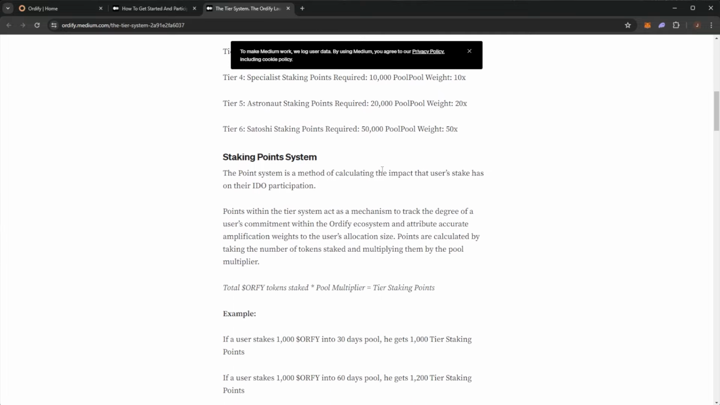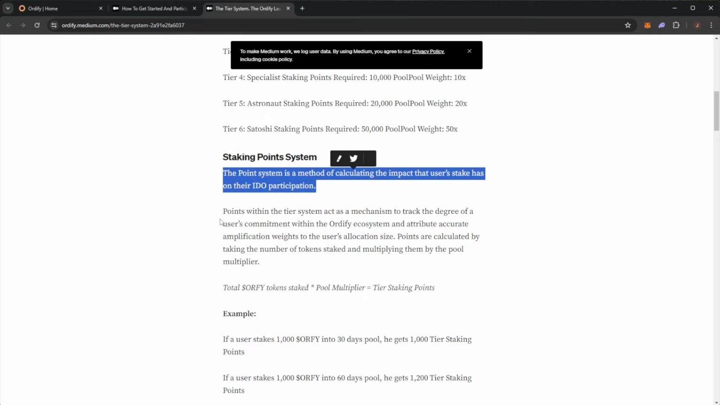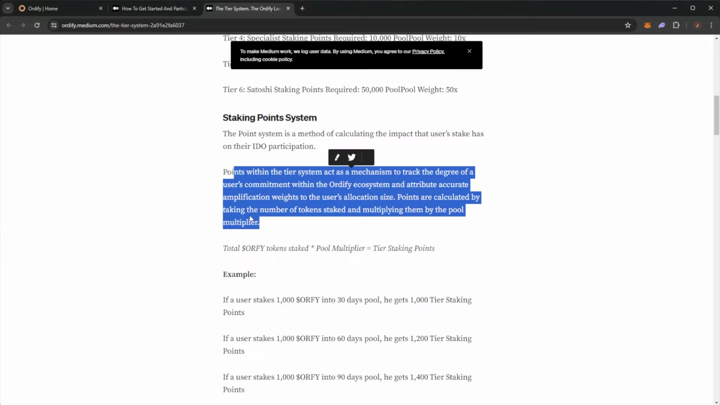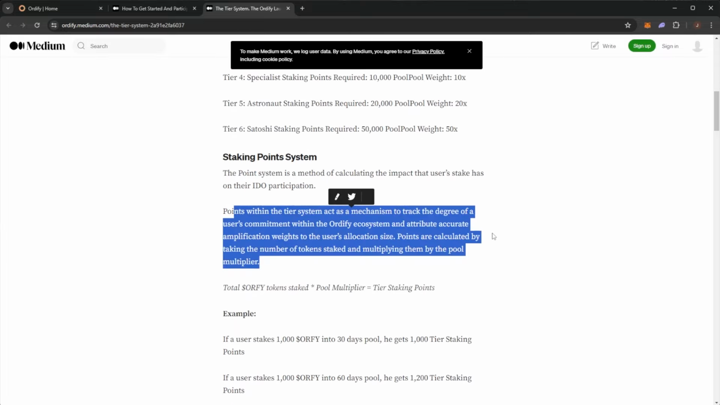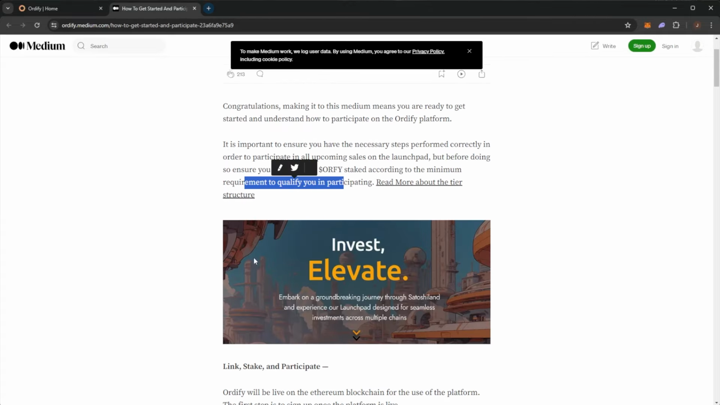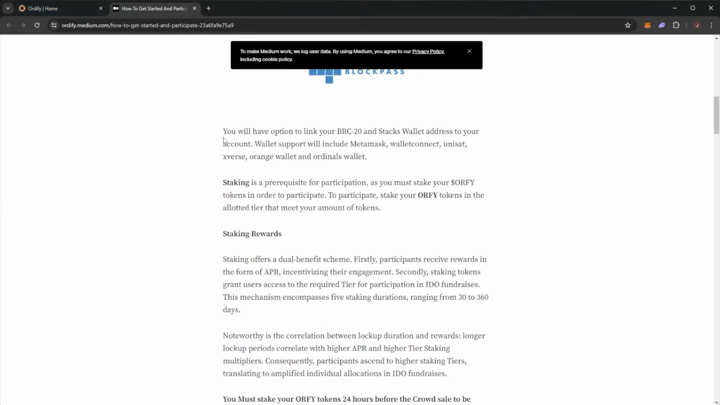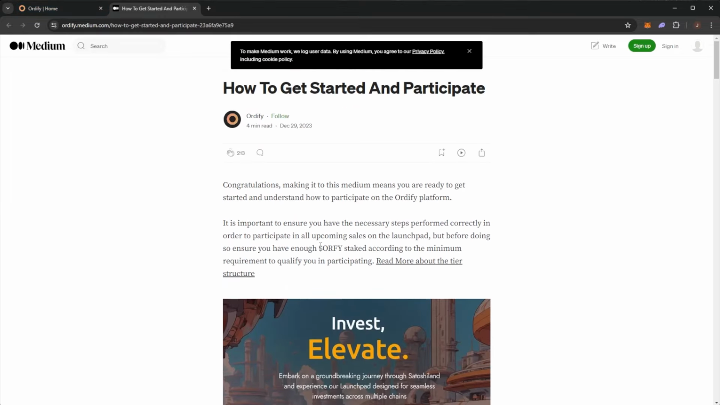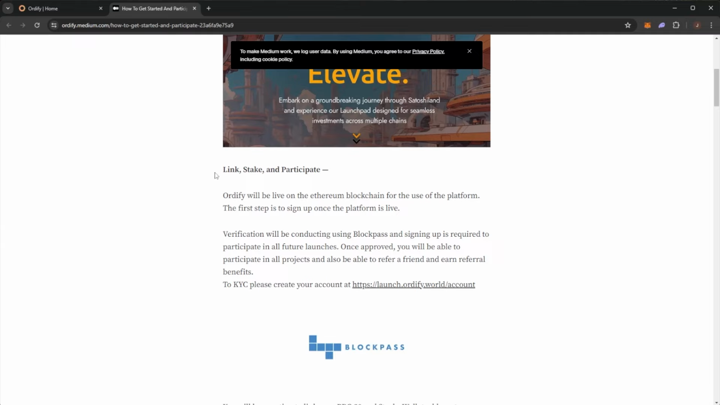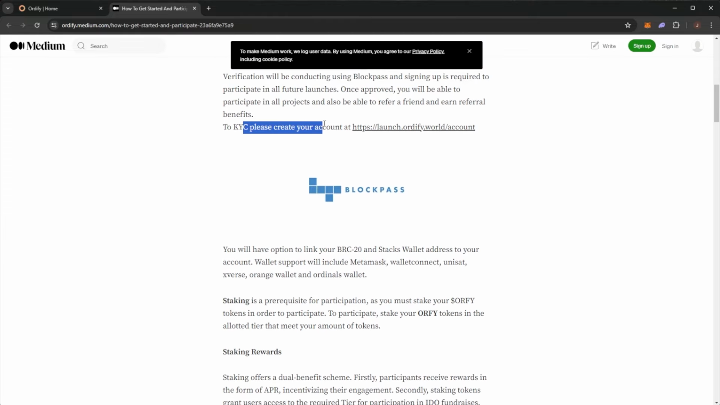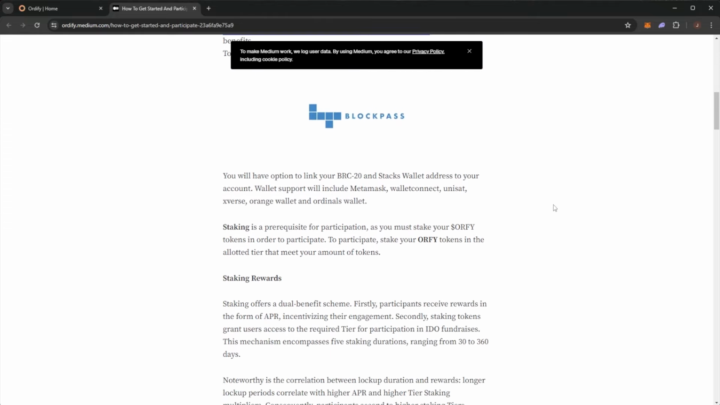The system calculates the impact the user's stake has on their IDO participation. Points within the tier system are a mechanism to track the degree of the user's commitment to the Ordify ecosystem. This is more relevant if you are starting your own project on the platform, but all of this is of course running back to the Ordify token itself. Link, stake, participate. Again, it'll be live on the Ethereum blockchain for use of the platform, and to KYC you need to register an account there.